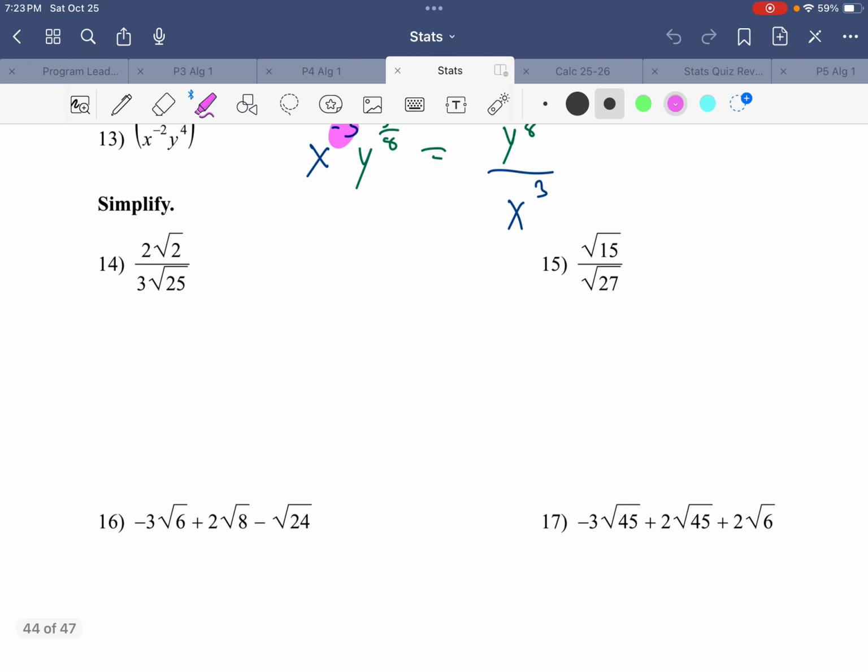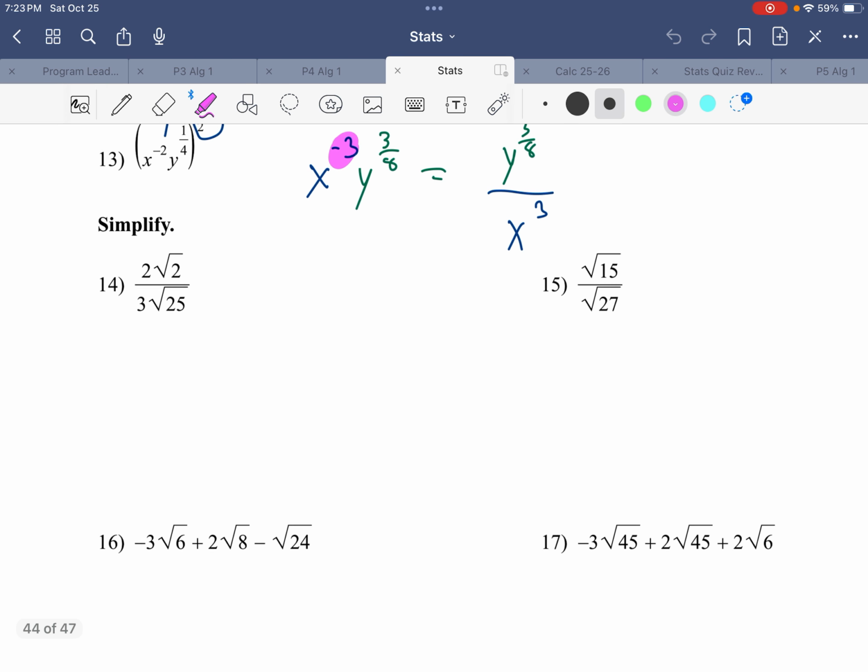All right, for number 14, we're trying to simplify. We have the square root of 2 divided by the square root of 25. In this example, we can simplify the square root of 25 as 5. So this looks like the square root of 2 divided by 3 times 5, or square root 2 over 15.